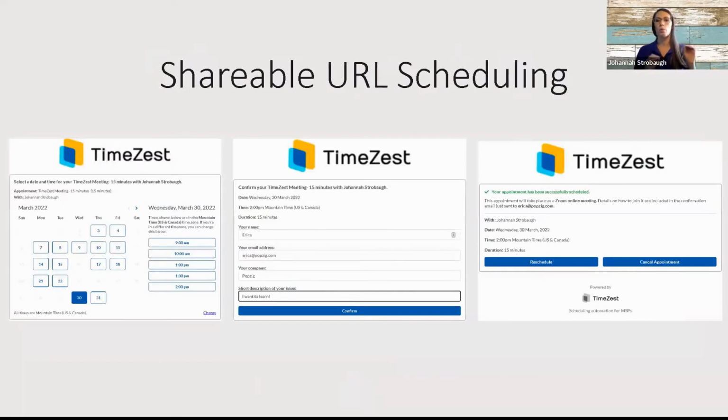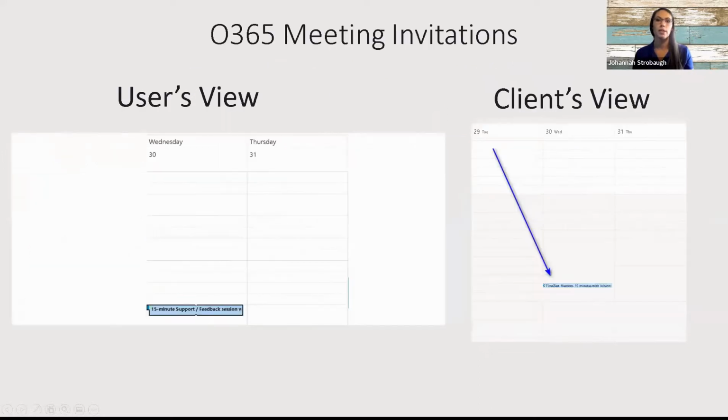So when we use the shareable URL, it's going to look the same. The client will see your calendar, pick the time, insert their information, and get the confirmation page, all the same. But then instead of creating a service ticket or an activity, it's just going to put it on their calendar. So the client will get a meeting invitation that goes on their calendar as usual, and so will the resource.